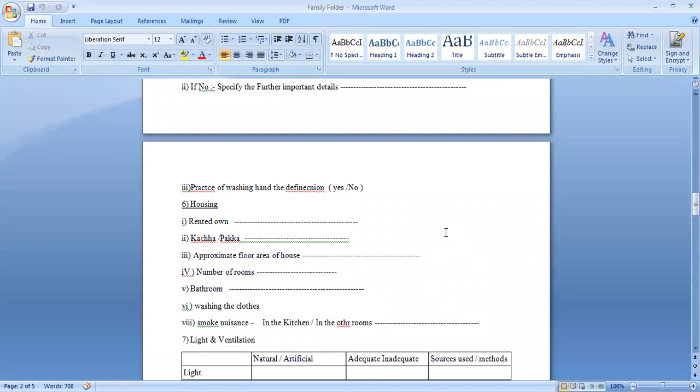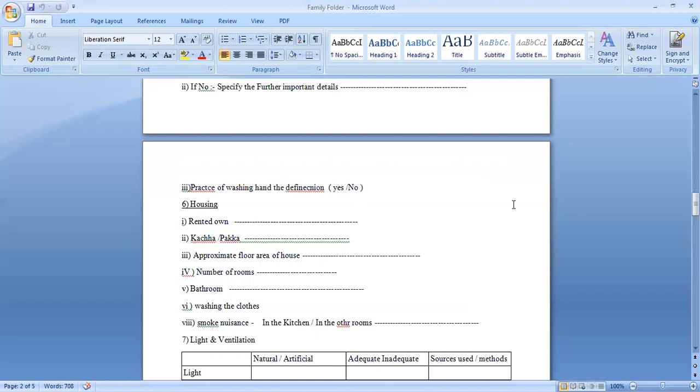Then how they wash their hands, the practice of washing hands after defecation, and whether they clean their hands with soap and water or with ash or something like that, and whether they clean them at all or not.